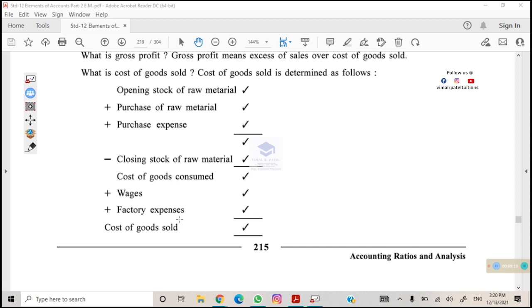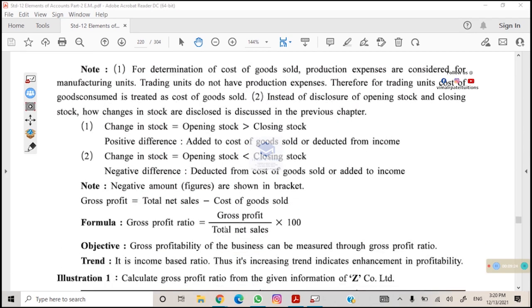So to arrive at gross profit, you have to subtract cost of goods sold from net sales. And then you can obtain gross profit ratio: gross profit upon total net sales into 100. Now gross profitability of the business can be measured through gross profit ratio. Its trend: it is an income based ratio. Thus its increasing trend indicates enhancement of profitability. Means higher gross profit ratio means higher profitability, higher income, and lower gross profit ratio means lower profitability. Okay, so it's formula.